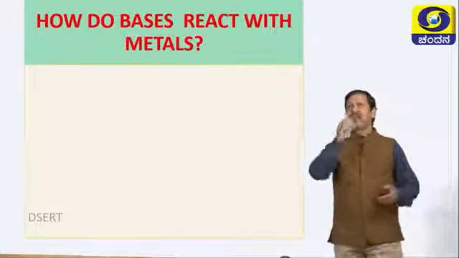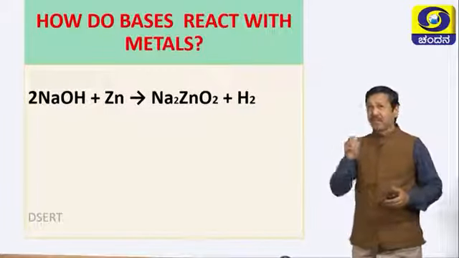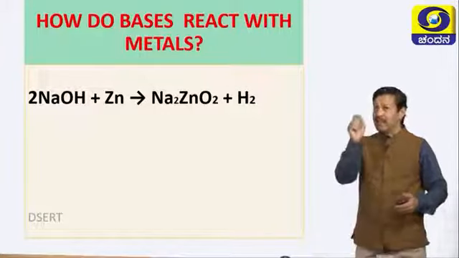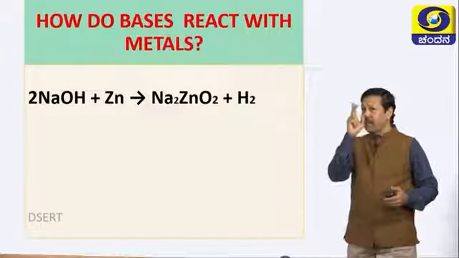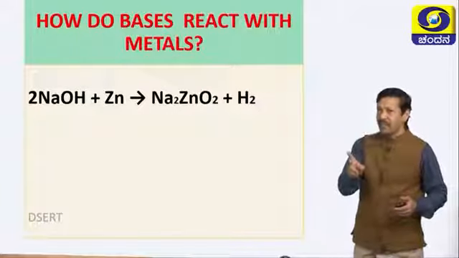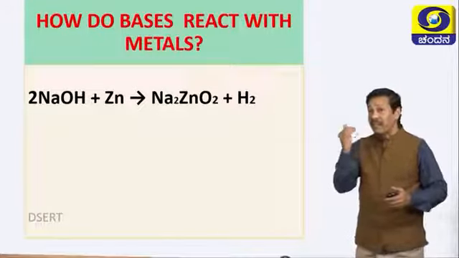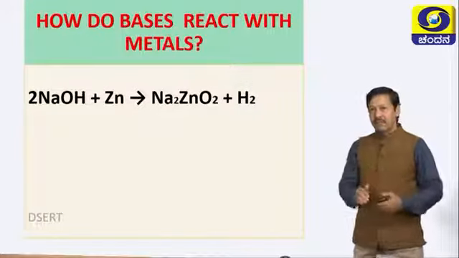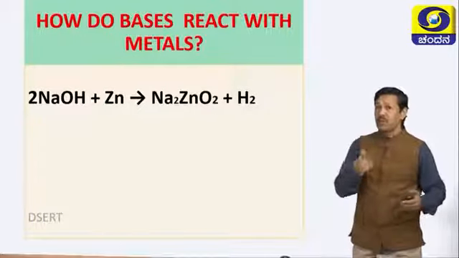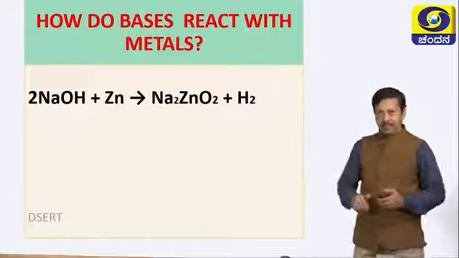How do bases react with metals? Bases like NaOH react with a few metals like zinc and aluminum. Remember, these two metals, zinc and aluminum, are given in the textbook. So you have to practice the equation. Now let us see. Sodium hydroxide reacts with zinc and produces sodium zincate with the evolution of hydrogen gas.